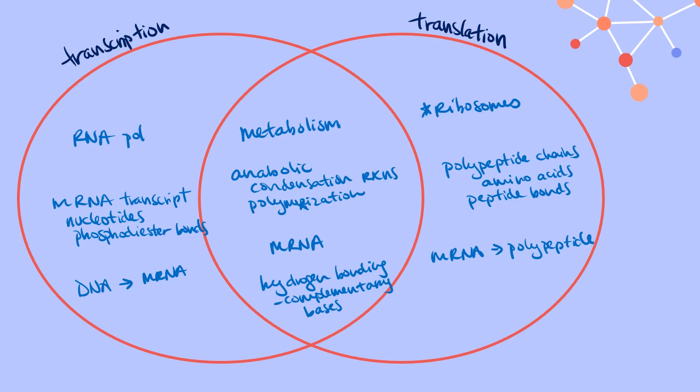Both involve hydrogen bonding between complementary bases. In transcription, those complementary bases are one DNA to one RNA base, whereas in translation, we have messenger RNA bases complementary to transfer RNA bases. We call triplets of messenger RNA bases codons, complementary to those triplets of transfer RNA bases called anticodons. Transcription has no codons, no anticodons. And translation requires the use of transfer RNA molecules, and of course those transfer RNA activating enzymes, whereas transcription has no need for transfer RNA.